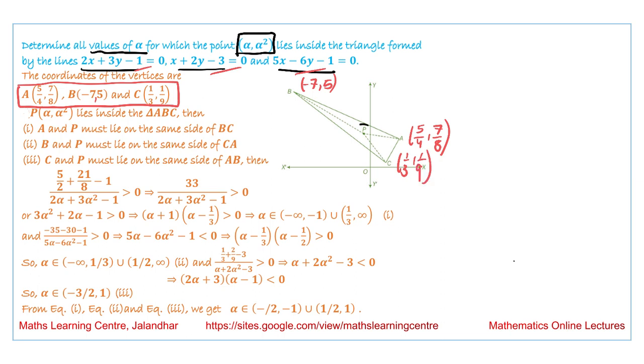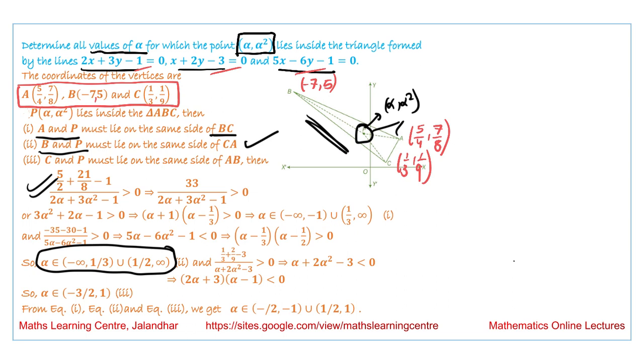Now we are talking about this point P. The coordinates are given by alpha and alpha square. We are saying that it lies inside this triangle. Then we will have three conditions. The first condition is that P and A must lie on the same side of BC. We are talking about this side BC. And similarly, if B and P lie on the same side of CA, we will have the second condition.